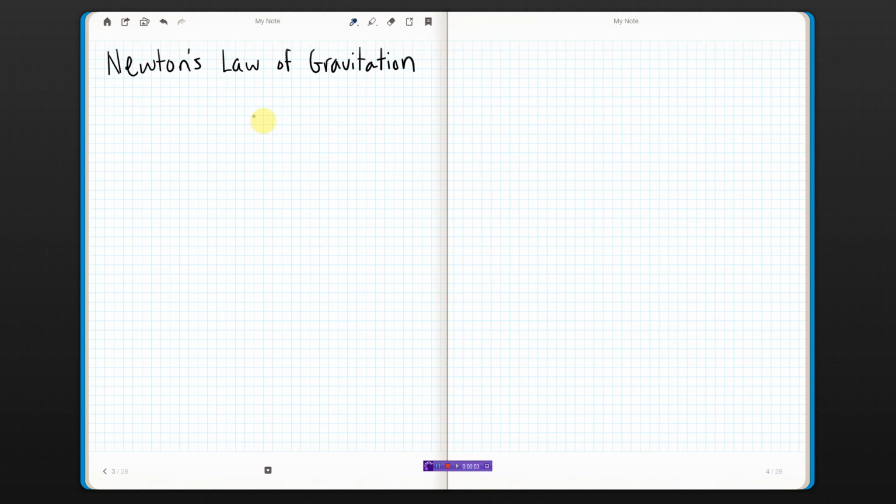Our new unit begins with Newton's Law of Gravitation. Now, we learned about this last year, but let's review. If we have a particle, let's just call it mass number 1, it is going to attract any other particle, we'll call it mass number 2. This is gravity. We know they're going to pull on each other. I'm going to pull from the center, by the way.